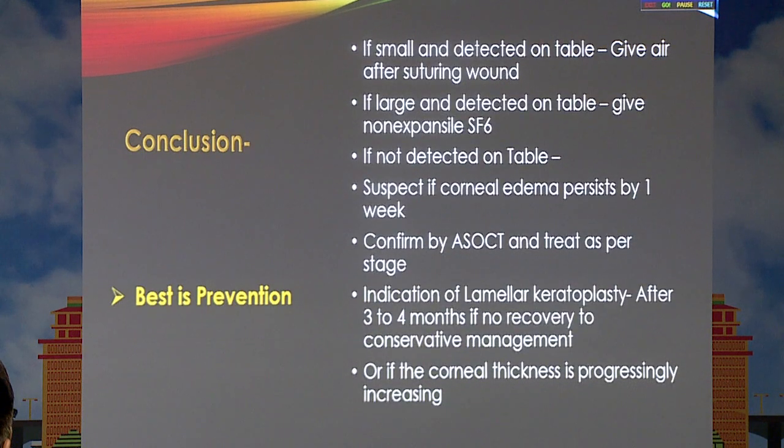So to conclude, it is best to prevent. If the detachment is small and is detected on the table, suture the wound and give air. If it is large and detected on the table, give non-expansile SF6, which gets absorbed in 7 to 10 days. If it is not detected on the table and you suspect the cornea is not clearing up by 1 week of time, confirm by anterior segment OCT, treat as per the stage. Indication of lamellar keratoplasty is usually if it doesn't recover in 3 to 4 months, or if the corneal thickness is progressing in spite of medical management.